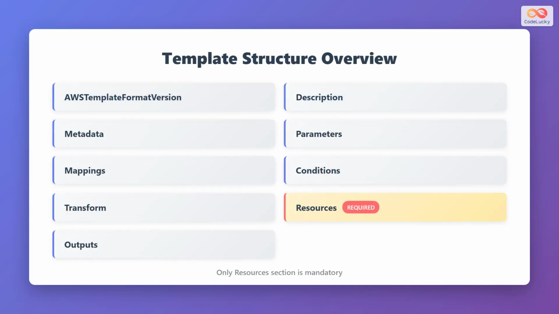A CloudFormation template can contain up to 9 different sections. These include AWS template format version, description, metadata, parameters, mappings, conditions, transform, resources, and outputs. However, it's important to note that only the resources section is mandatory. All other sections are optional and can be included based on your specific requirements. This flexible structure allows you to start simple and add complexity as needed.